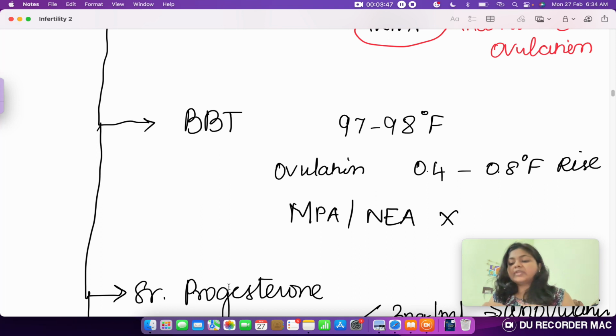But this has a drawback. When the patient is on medroxyprogesterone acetate or norethindrone acetate, the basal body temperature will be higher throughout, in the follicular phase as well, so it's useless.